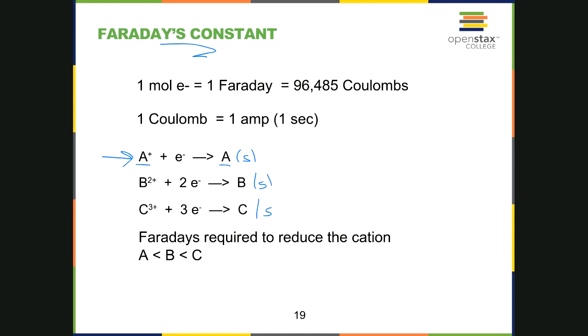So we've got different cations that we're starting from. One is a 1 plus for A, the B is a 2 plus, the C is a 3 plus. And what we're seeing is it's going to take progressively more electrons in order to make it into the solid. So Faraday's constant is a way of quantifying how many electrons it is going to take. So here's the moles of electrons that were needed.